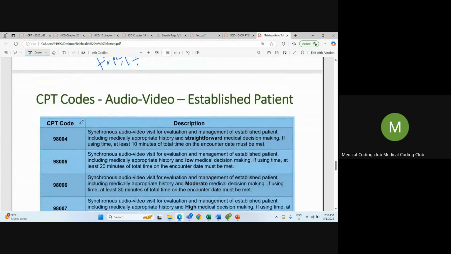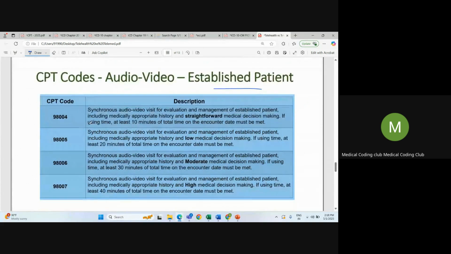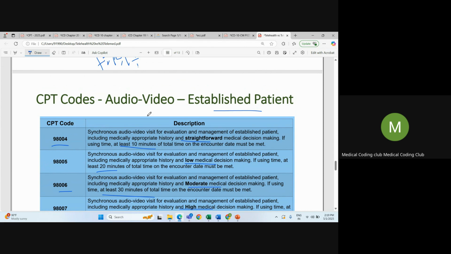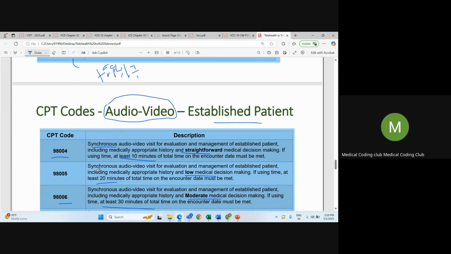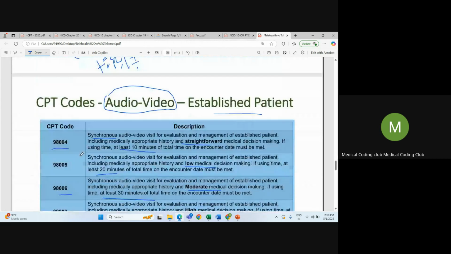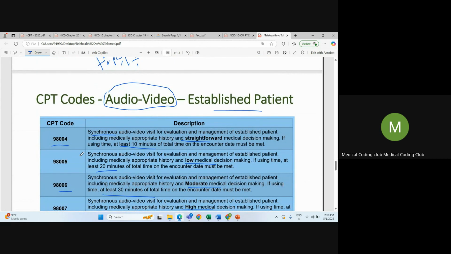And then coming to audio video established patient. So 98004, straightforward, 10 minutes while using time. 98005, low MDM, while utilizing time 20 minutes. 98006, moderate MDM, 30 minutes of total time. 98007, high MDM, 40 minutes of total time. Okay, so both new patient and established patient, when the provider is utilizing both audio and video, and when it is synchronous, we will code from these sections. These are the traditional telemedicine audio plus video CPT codes.